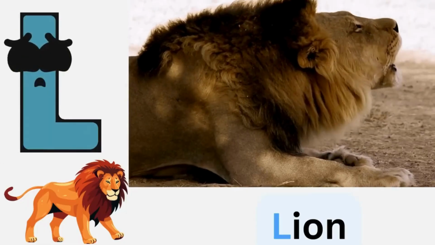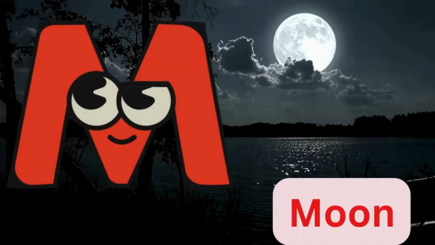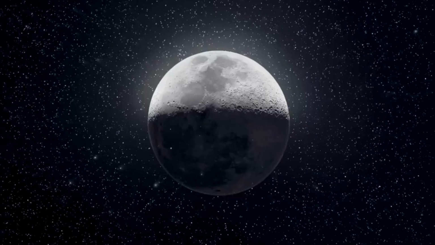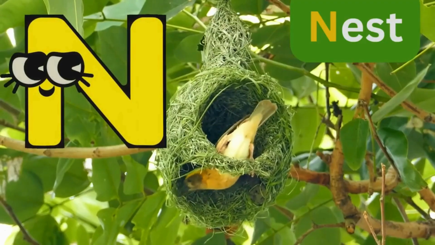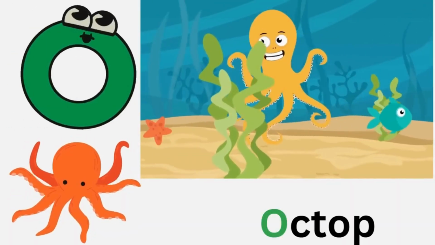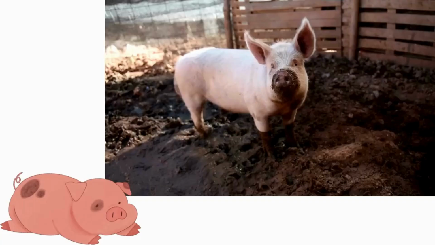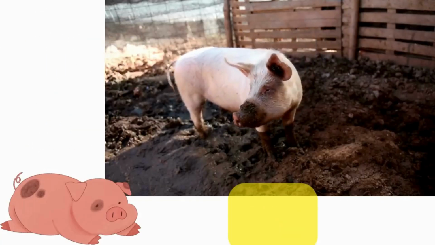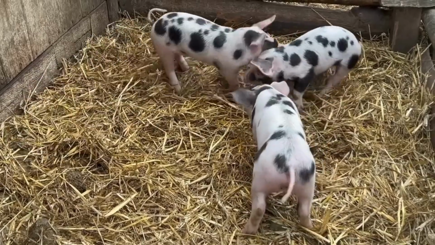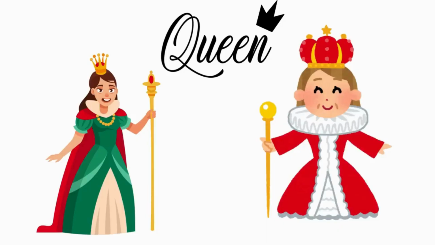L is for lion, lion, a lion. M is for moon, moon, M moon. N is for nest, nest, N nest. O is for octopus, octopus, oh octopus. P is for pig, pig, P pig. Q is for queen, queen, Q queen.